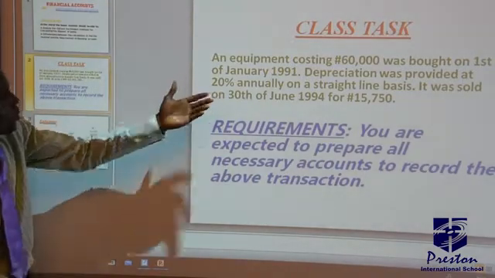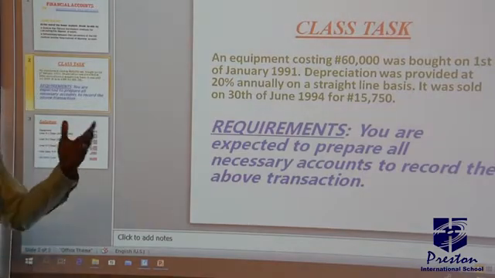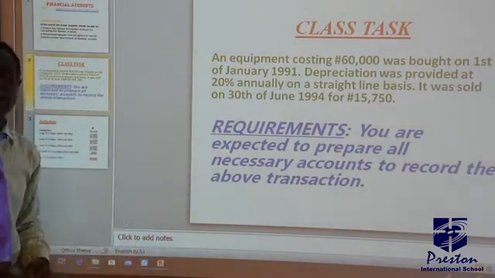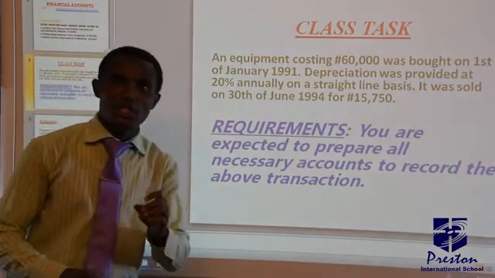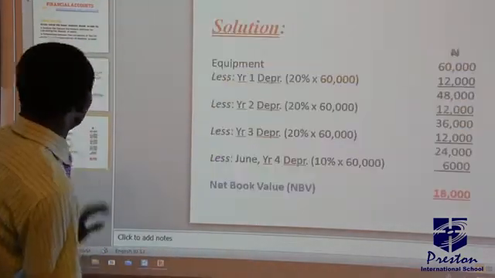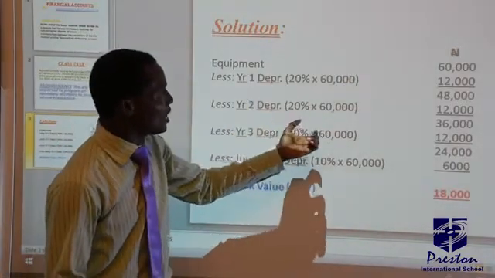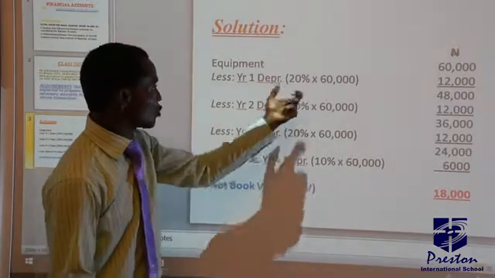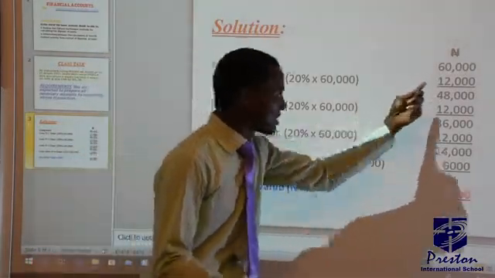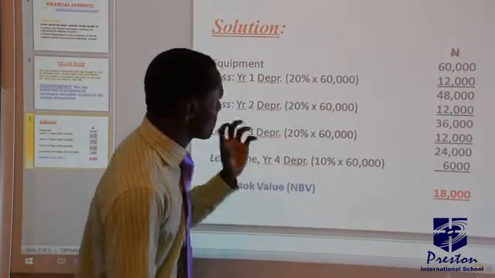As we look into this task, I told you in our last class that to calculate a question like this, you must start by deducing your NBV. Your NBV is your net book value. This is the NBV, whereby you calculate the value of the asset. The value the asset loses every year, 20% of it will be calculated. Mind you, we are asked to make use of the straight line method of depreciation.